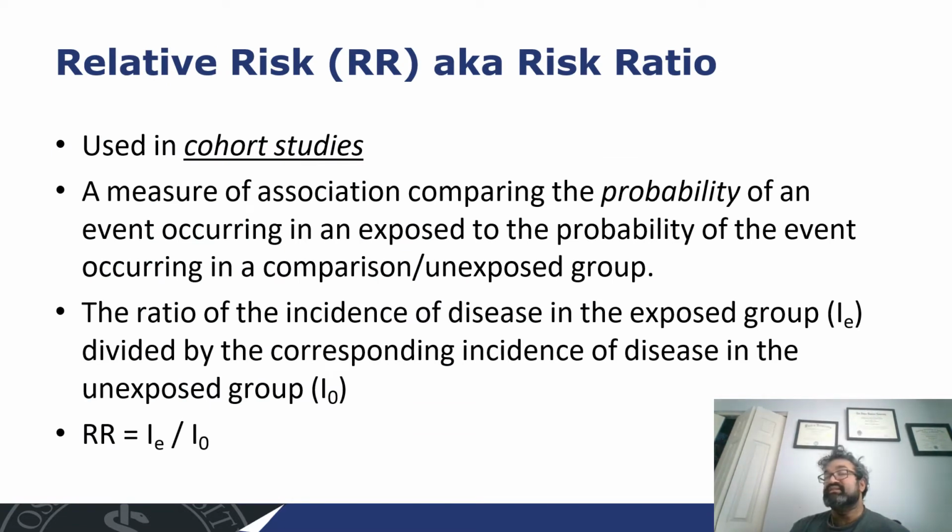Now, relative risk is predominantly used in cohort studies. Very important. You might be given the makings of a cohort study within the USMLE and then asked to indicate which measure of association is most seen. So the ratio of incidence of disease in the exposed divided by the corresponding incidence of disease in the unexposed group. So exposed incidence of disease and unexposed incidence of disease is relative risk.